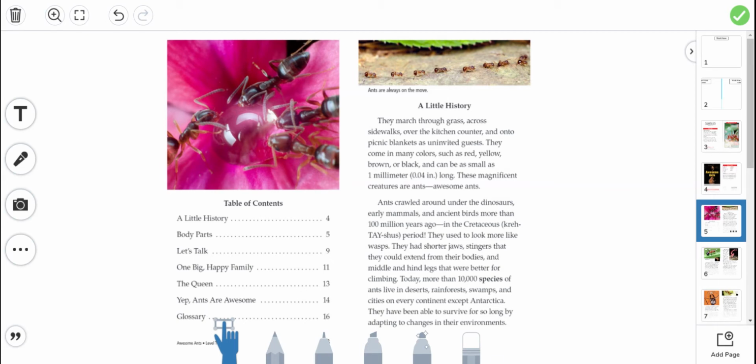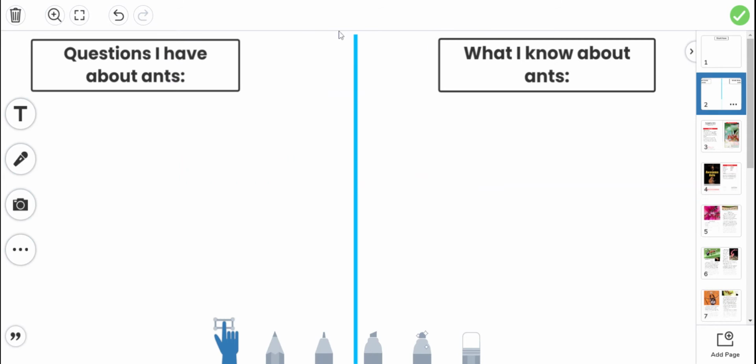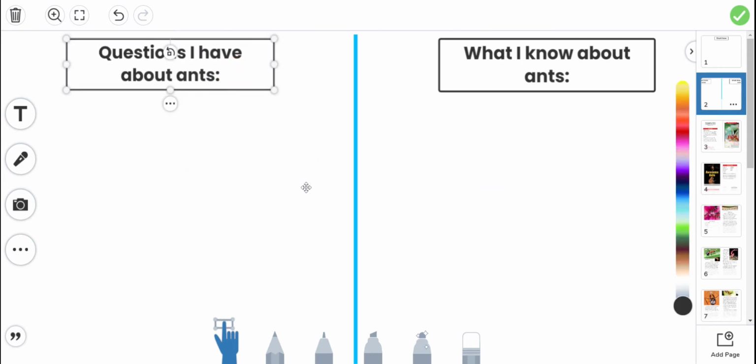So today you're going to be doing your first read of the story. And our reading strategy we're going to focus on is asking and answering questions. So the first thing you're going to do is ask yourself some questions. I have two sides here for you, and you're going to write out at least two questions you have about ants, and then talk about what you already know about ants. So that's going to be the first thing you do for that strategy. It will help you activate your background knowledge before you read.